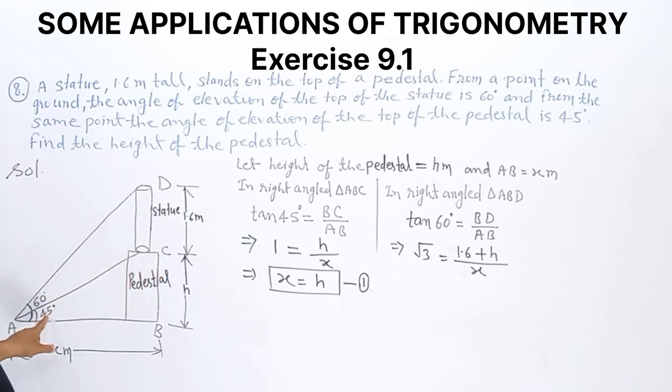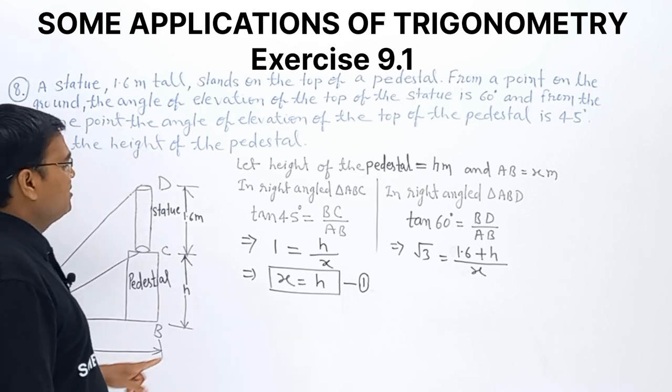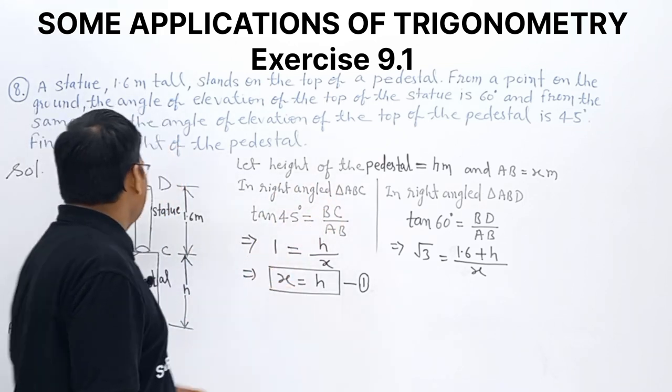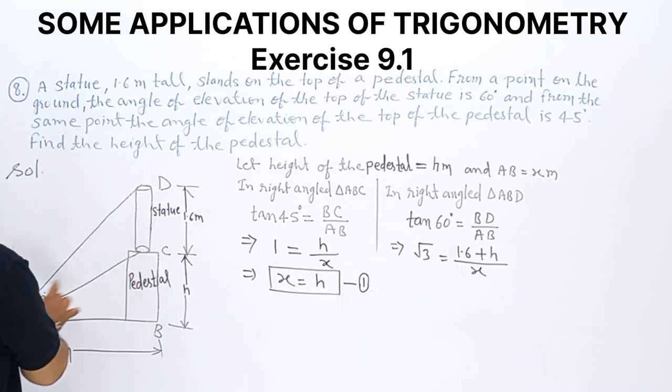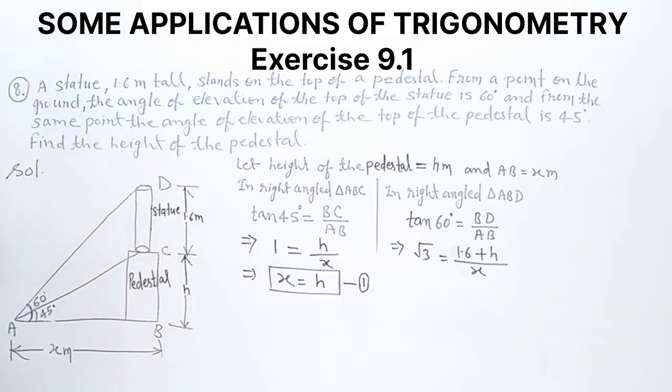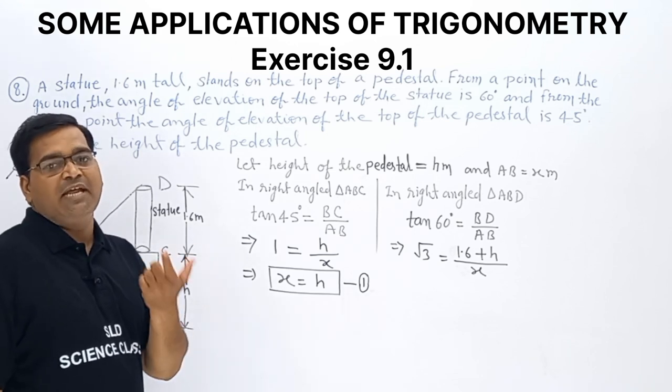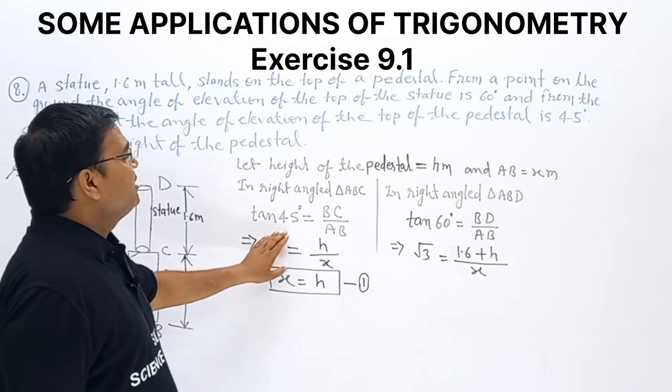Observe, once we consider right angle triangle ABC, it is the right triangle. Once we use this triangle, in this triangle we are having angle 45 degree. It is a right triangle, so its opposite side will be the perpendicular, and its adjacent side will be the base. So what we can say? We are having perpendicular and base. It means we should use tangent theta.